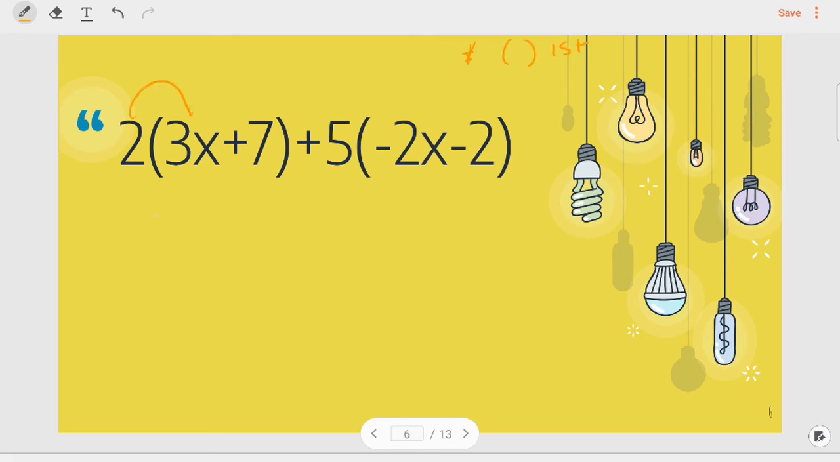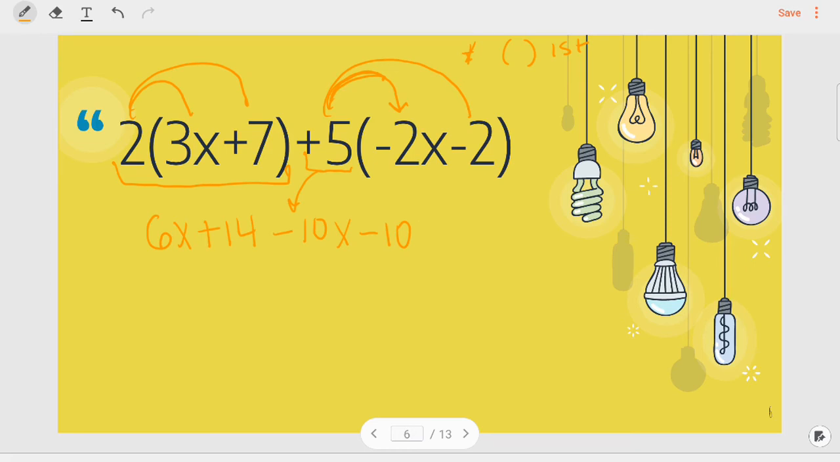So 2 times 3 is 6x. 2 times 7 is positive 14. That's the end of this parentheses. So I'm going to continue on to the next one. I've got one more parentheses. Let's multiply what's in front of it. Positive 5 to the inside. Positive 5 times negative 2 is negative 10, so I'm going to just bring down negative 10x. Positive 5 times negative 2 is negative 10. And that's the end of my parentheses.